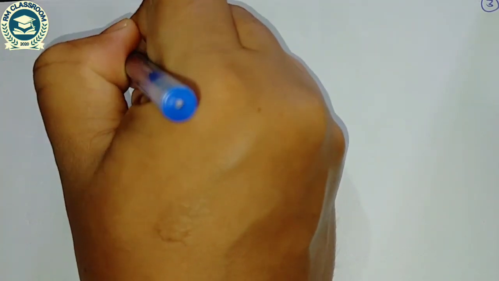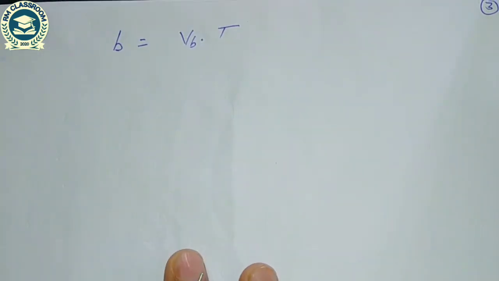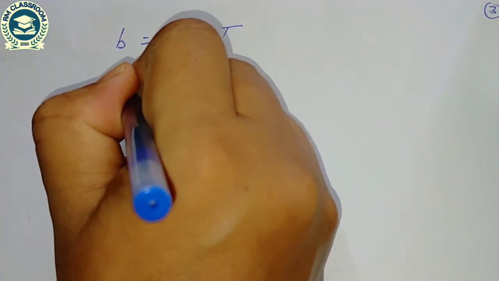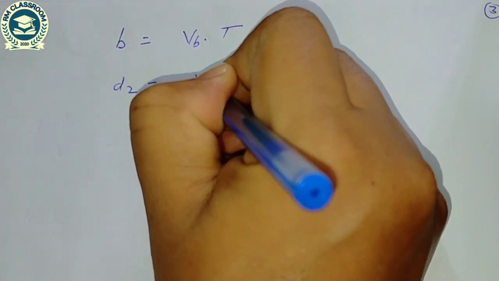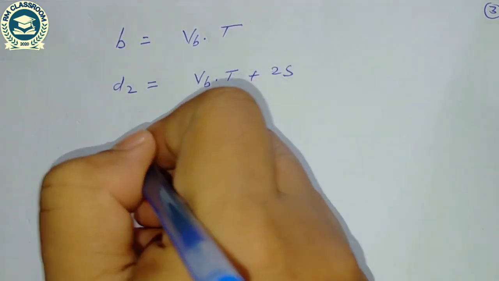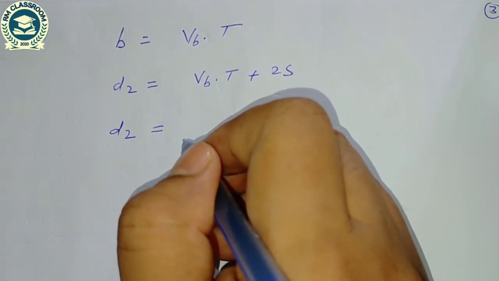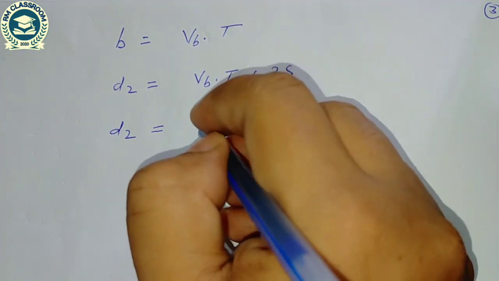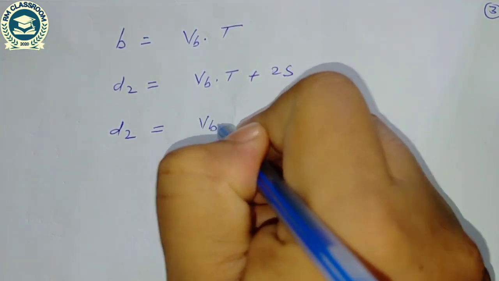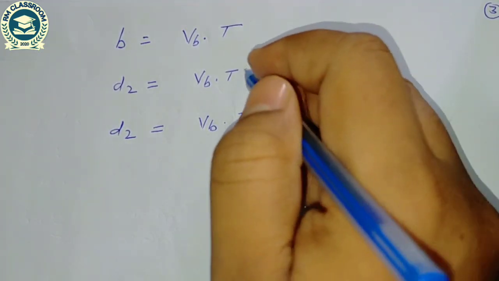So the expression of capital T can be written as I told you, B is equal to VB into capital T, and we can also write D2 is equal to B plus 2S. So VB into capital T plus 2S, and D2 can also be written as, I know that this S is equal to UT plus half AT square. So we can write VB into T plus half A into T square.